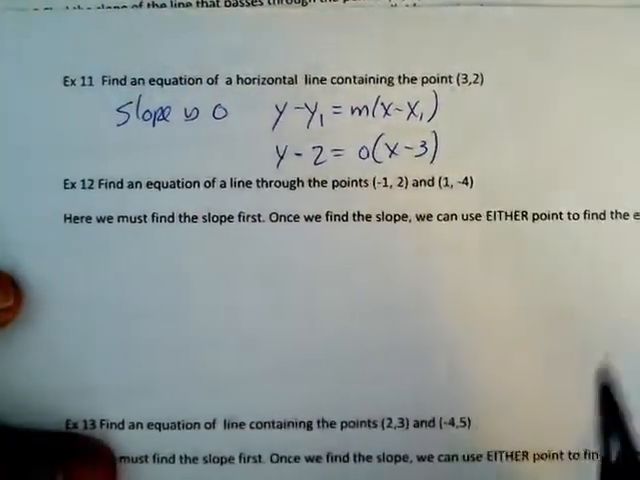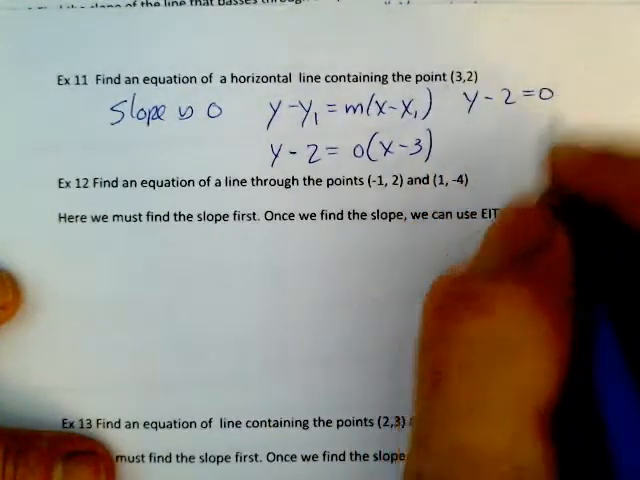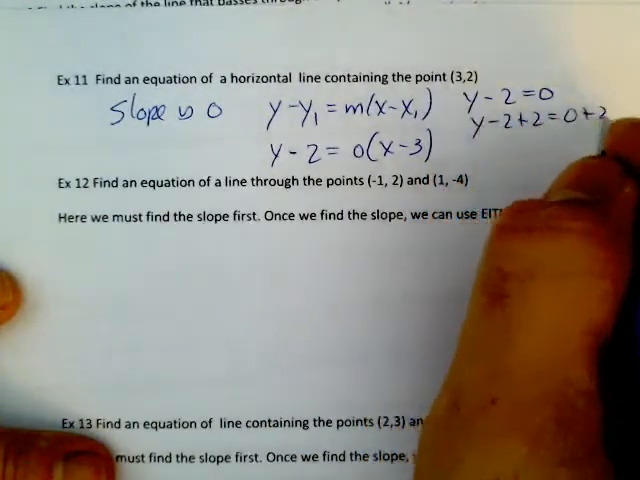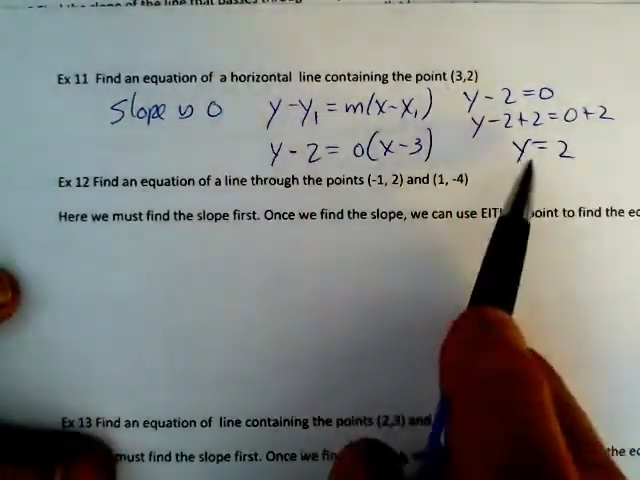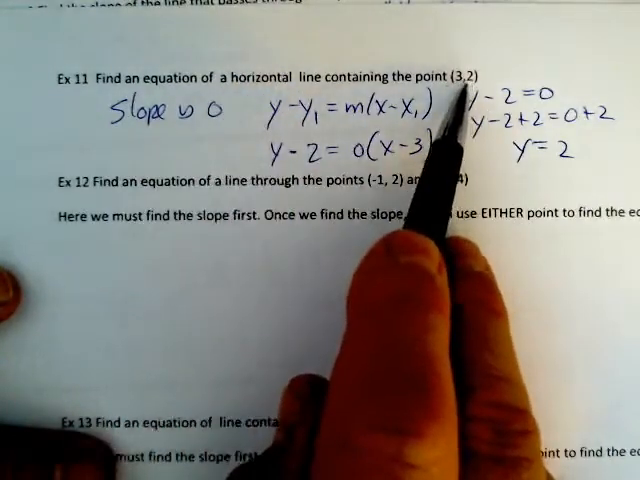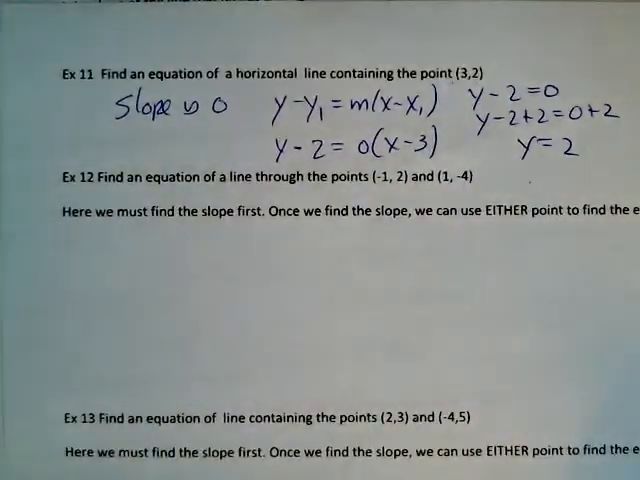And what happens here is the entire right side becomes 0. Add 2 to both sides. And so I get y equals 2. But remember, in a horizontal line, the y coordinate is always the same. So that could have been the other way. You could have looked at this one and gotten the answer correctly.